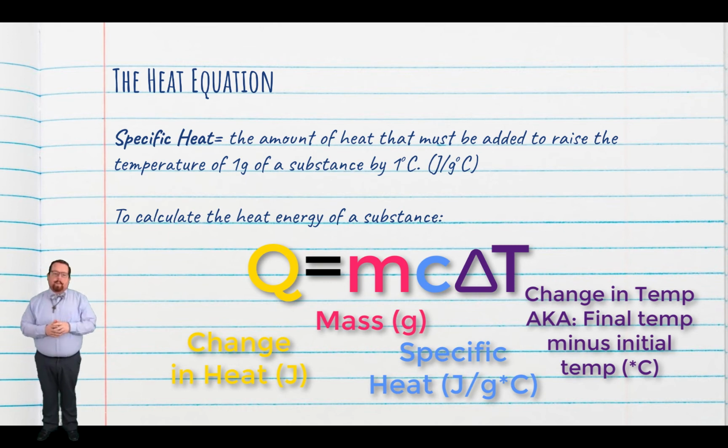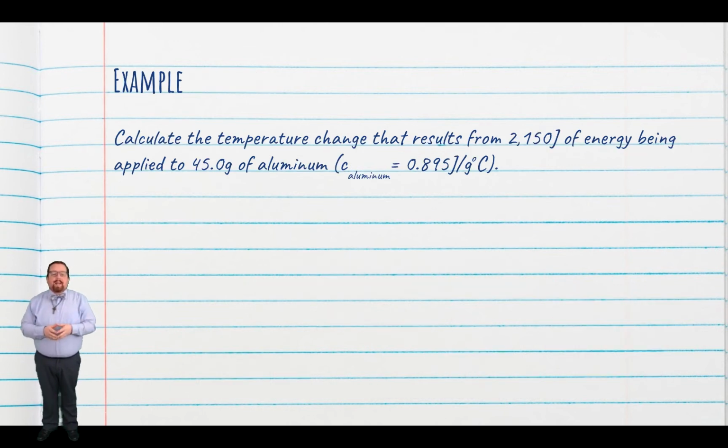If a substance has a low specific heat, it's a great conductor and doesn't hold on to the energy very well. If it has a high specific heat, you can try to heat it up to your heart's content, but it holds on to that energy, and when you feel it, it doesn't feel hot because it's not releasing that energy back. So let's do an example of this math.